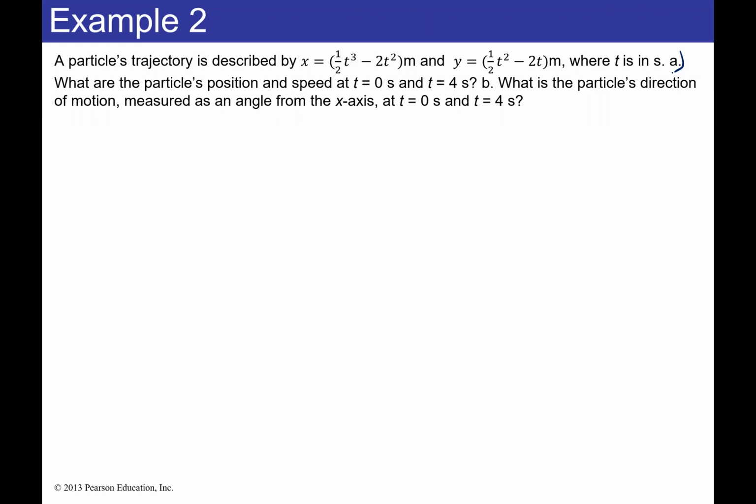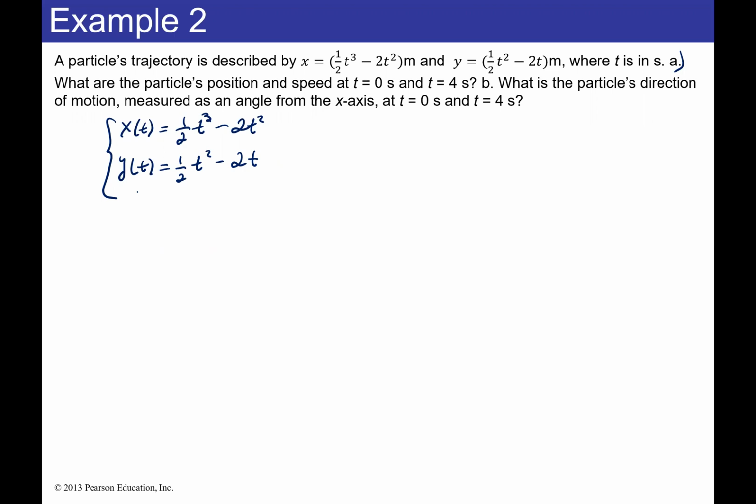All right. So now what we're given here is an object moving in two dimensions, where x as a function of time is given as 1/2 t cubed minus 2t squared, and y as a function of time is given as 1/2 t squared minus 2t. That means this is my two-dimensional motion where every dimension is a different function of time.